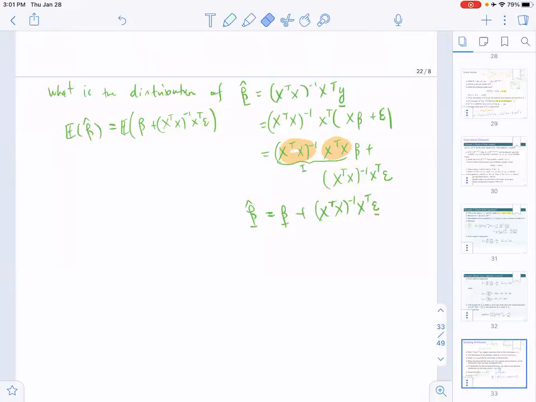So what properties of expectations do you know about? So let's say I have expectation of the sum here. So I'm just replacing beta hat with this expression. So can I move the expectation inside the summation? Can I do expectation of beta plus expectation of this other term? Is that doable? Is it valid?